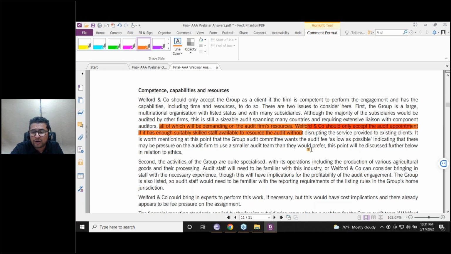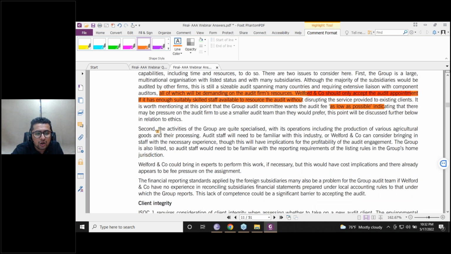Moreover, the audit committee wants the audit fee to be as low as possible. If that is the case, we need to consider, because this seems to be an intimidation threat, whether we can accept this client or not. Second, the group activities are very specialized. They are into agriculture. We need to consider whether we have got the resources to handle this particular client or not.